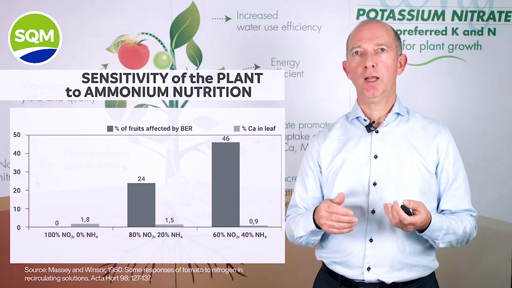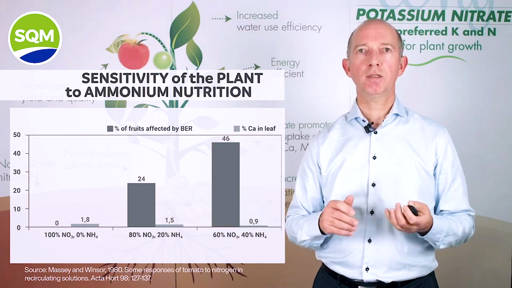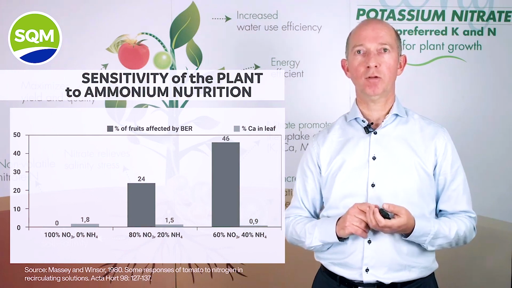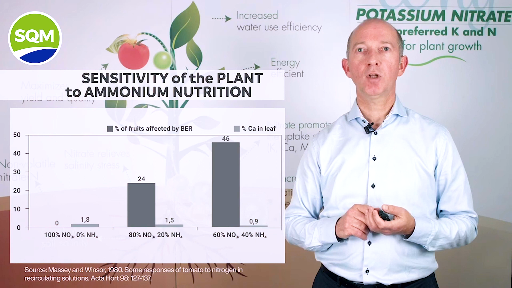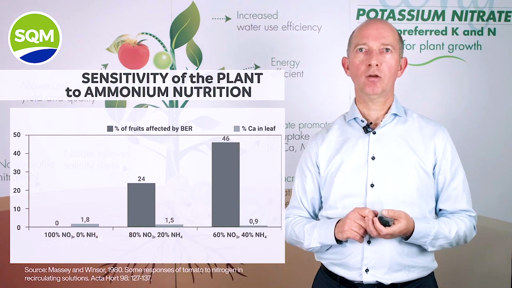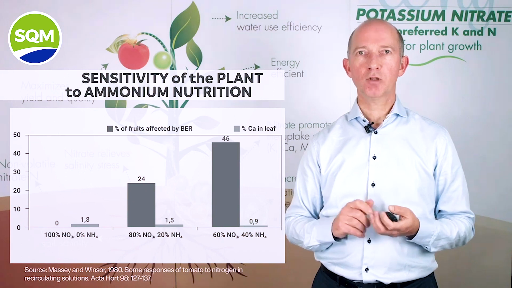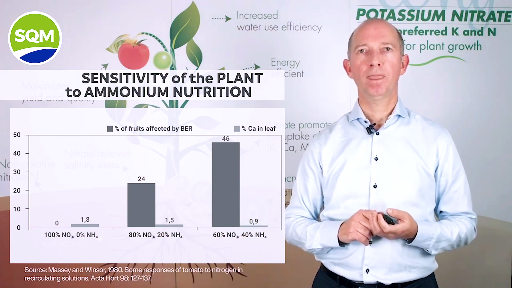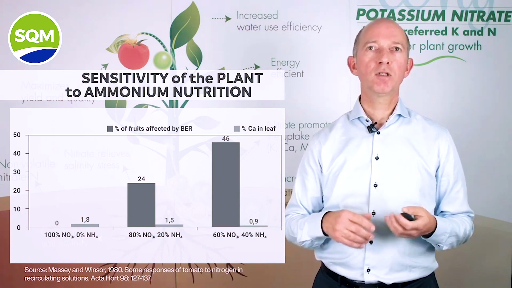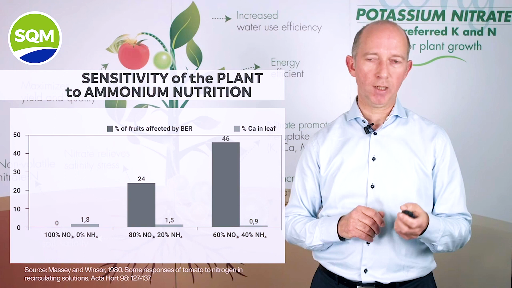When we reduce the nitrate input to 80% and increase ammonium from 0 to 20%, then in this test already 24% of the fruits, tomato fruits, showed blossom end rot. And at the same time the calcium content in the leaf reduced to 1.5. And when the nitrate content was reduced to 60% and we had 40% of ammonium nitrogen, then almost half of all the fruits showed blossom end rot, and the calcium content in the leaf reduced from 1.8 when there was no ammonium in the program to only 0.9 units when there was 40% of ammonium nitrogen in the program.